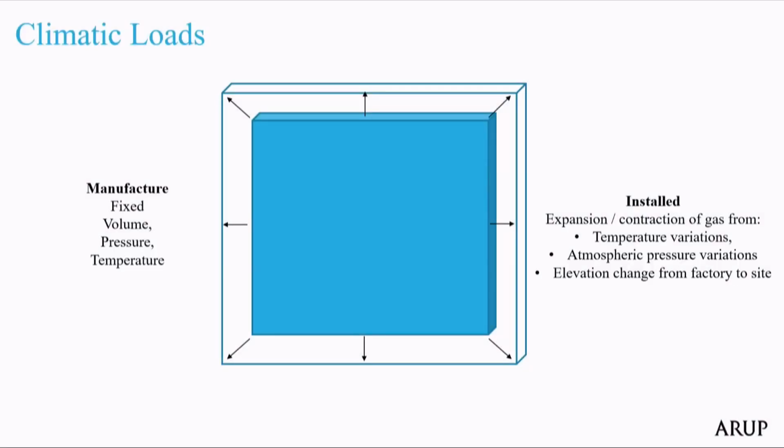But interestingly, when we move from the manufacturing site to apply this unit onto a building, that volume of gas can change. It can want to expand or contract, and this happens for a variety of reasons. One of those is temperature variations. So on a hot day with high solar radiation, that gas is going to heat up and want to expand. Equally, for colder days, the opposite is true. There are variations in atmospheric pressure that fluctuates up and down, and that causes a similar expansion. And equally, the change in altitude from the manufacturing location to the installed condition can cause this pressure deviation.